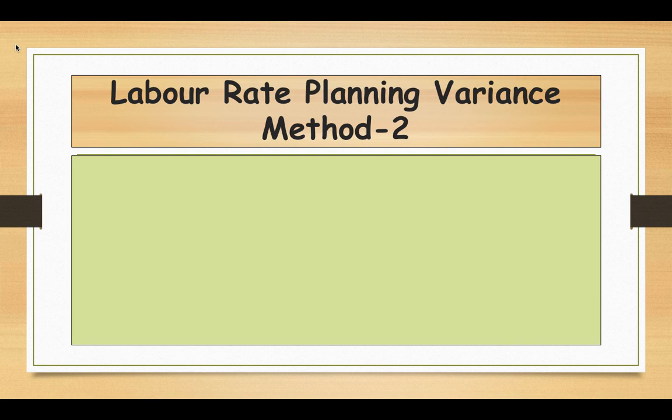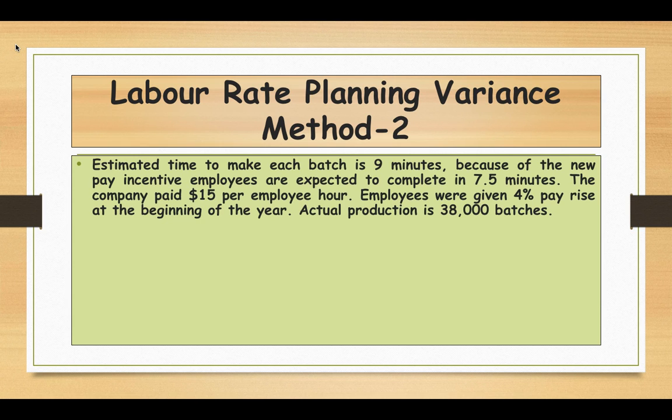One of the variances which is going to be different from method 1 is labor rate planning variance. So we'll see. The original time per batch is 9 minutes. The new time is 7.5 minutes per batch, and the original rate $15 per employee hour. And also they have given a 4% pay rise at the beginning of the year. Actual production 38,000 batches. So we'll see the labor rate planning variance.